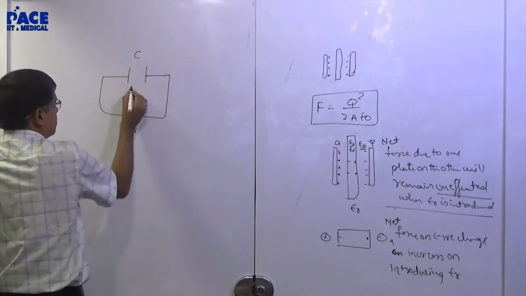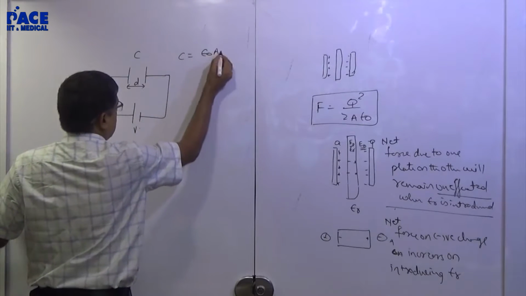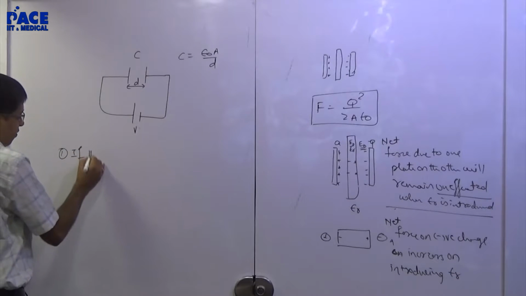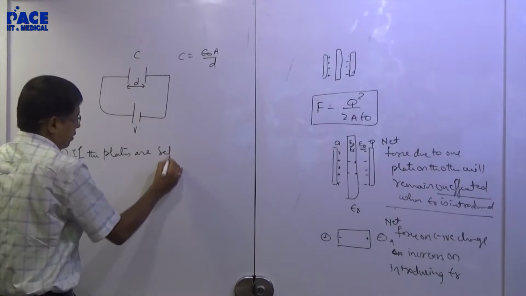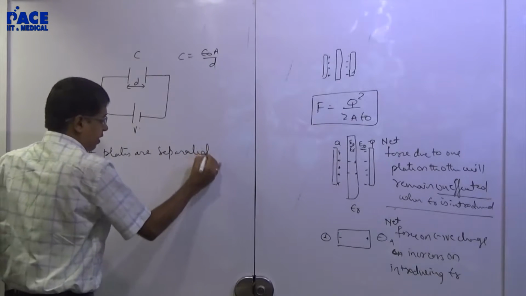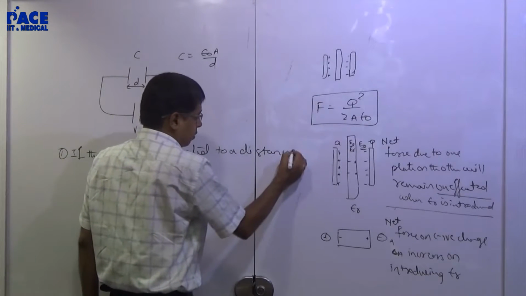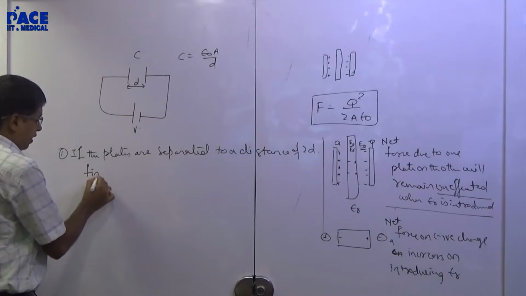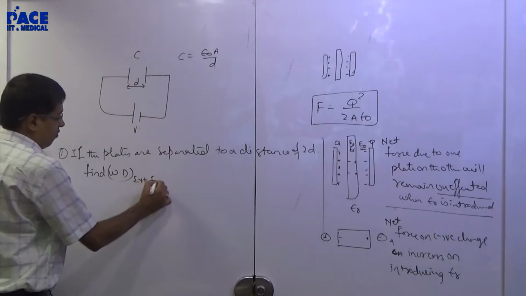This is V, this is C, the distance between them is D, C is epsilon naught A by D. First question, if the plates are separated to a distance of 2D, find work done by the external force.